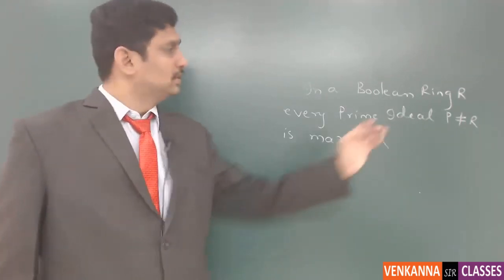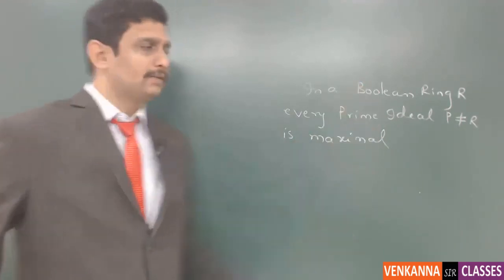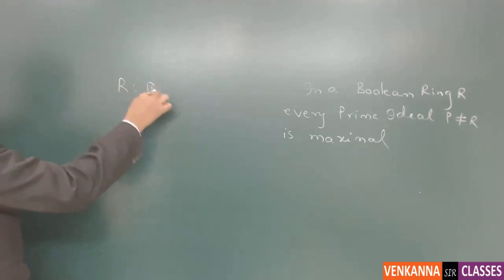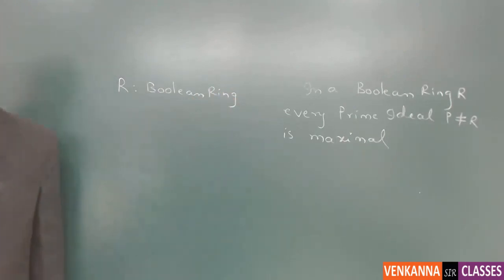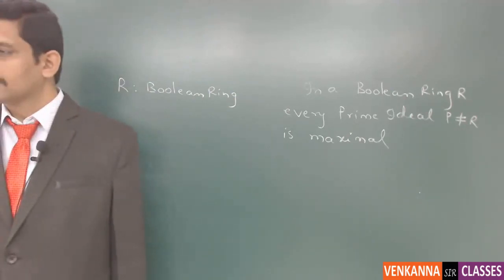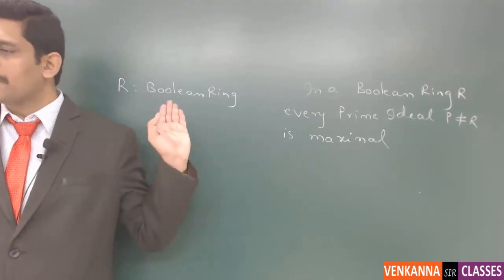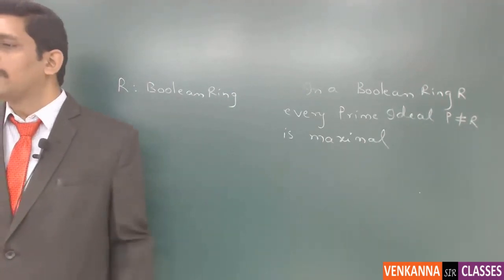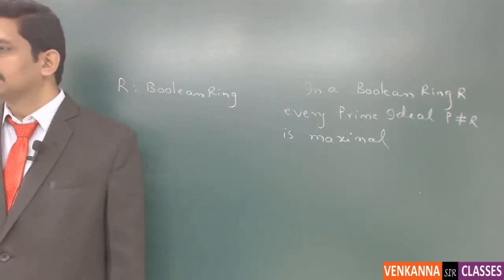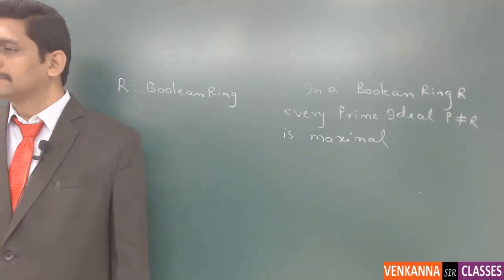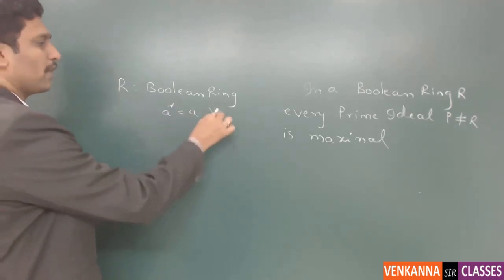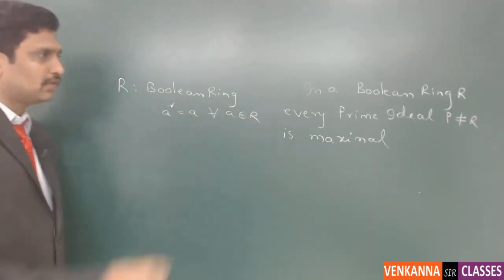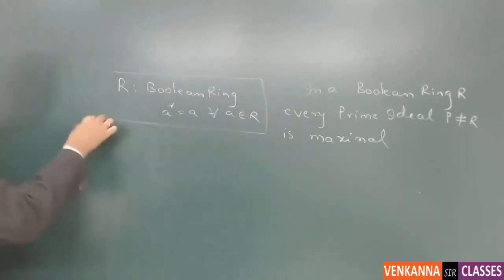As per the data, you take the Boolean ring R. So R is nothing but the Boolean ring. Can you tell the special property of R? What is meant by Boolean ring? When we call a ring Boolean, A square equal to A for all A belongs to R. In other words, every element is an idempotent element in the ring.